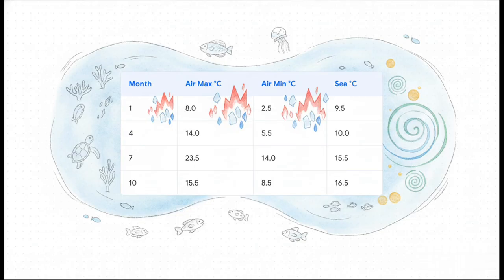And that stability is an absolute lifesaver. It creates a safe, consistent environment for marine life, which means those organisms don't have to constantly burn precious energy just trying to survive massive, sudden temperature drops.